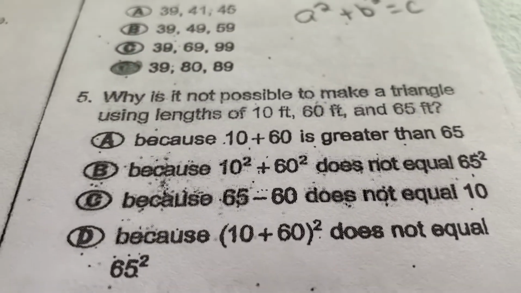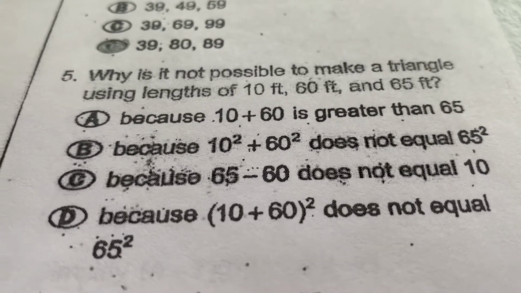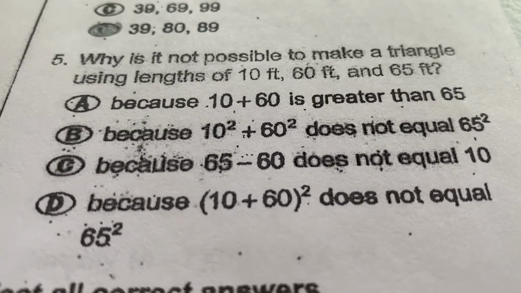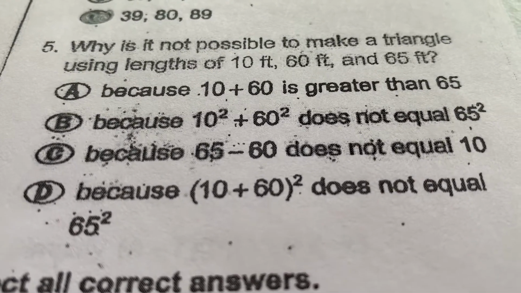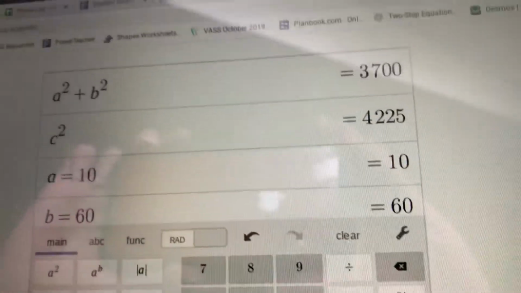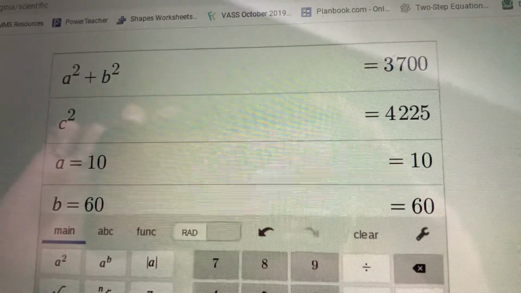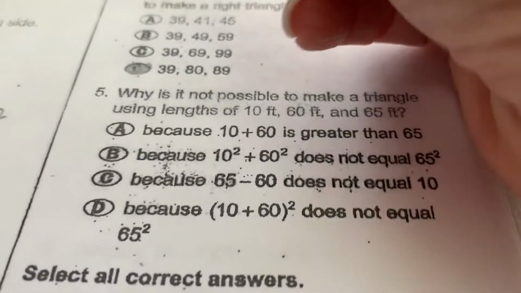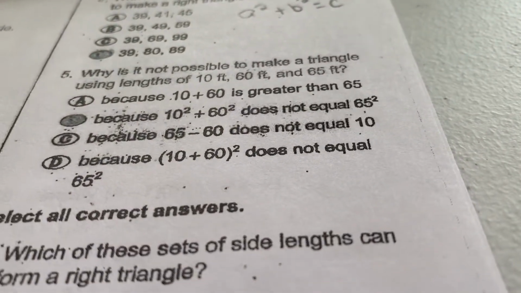It says because 10 plus 60 is greater than 65. Well, that's not really why. 10 plus 60 is greater than 65, but that's not why it doesn't make a right triangle. Remember, A squared plus B squared has to equal C squared, okay? Because 10 squared plus 60 squared does not equal 65 squared. And we can tell that that is true because 10 squared plus 60 squared equals 3,700, and C squared equals 4,225. So the correct answer is B. 10 squared plus 60 squared does not equal 65 squared.